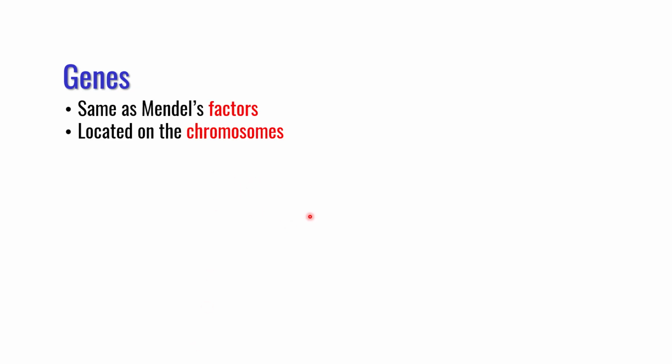Genes are the same as Mendel's factors. Mendel did not use the terms genes, alleles, chromosome, DNA because this terminology was not invented. It came much later after he published his results or findings. Genes are located on chromosomes.